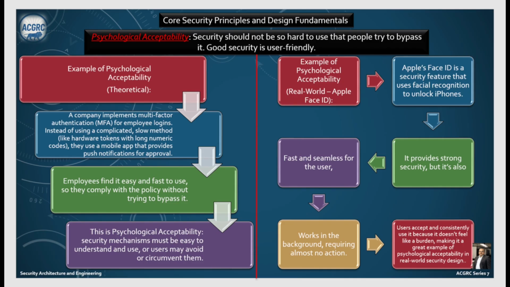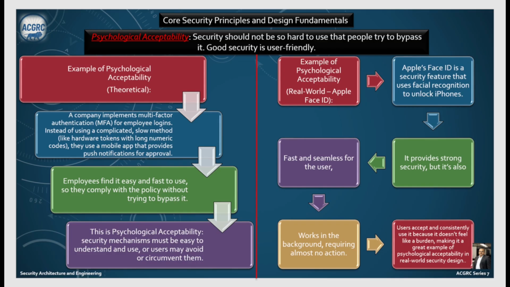Now, a company implements multi-factor authentication for employee logins. Instead of using a complicated, slow method like a hardware token with a long numeric code, they use a mobile app that provides push notification for approval. Employees find it easy and fast to use, so they comply with the policy without trying to bypass it.